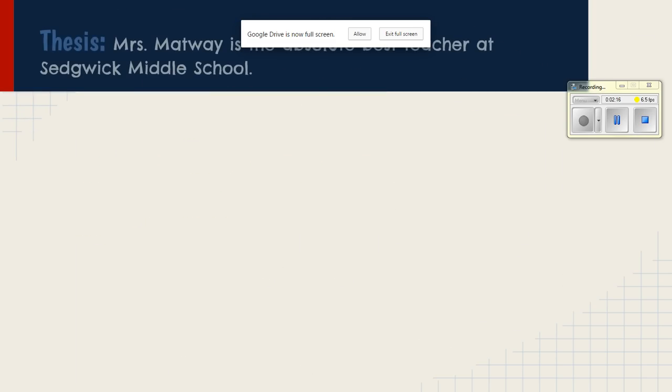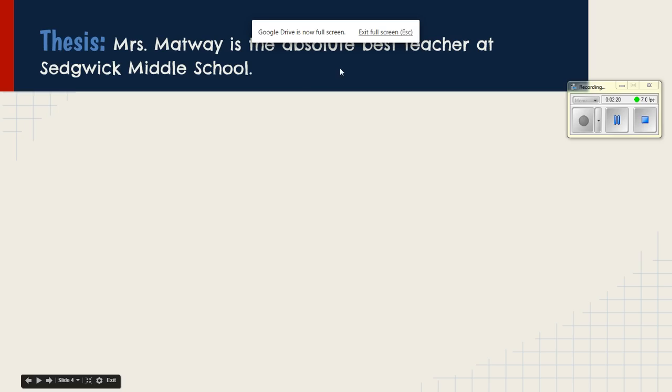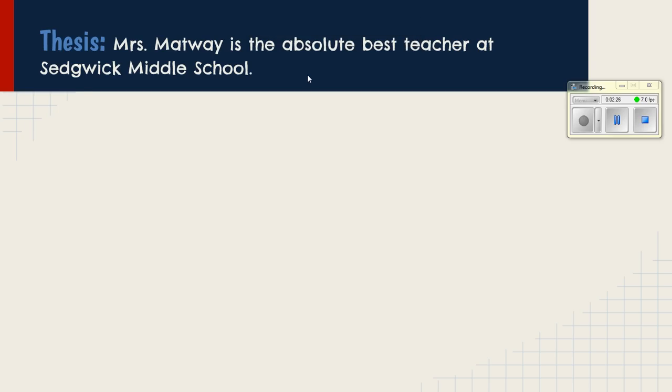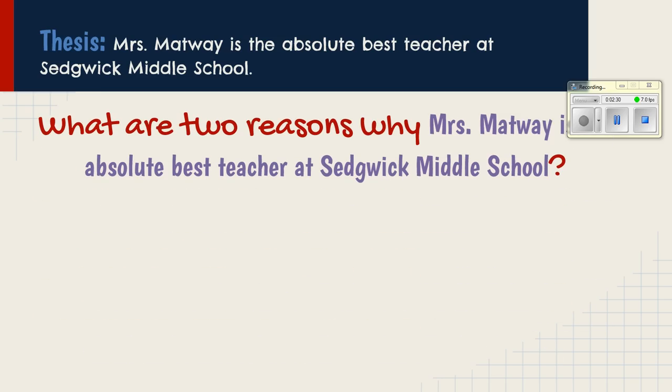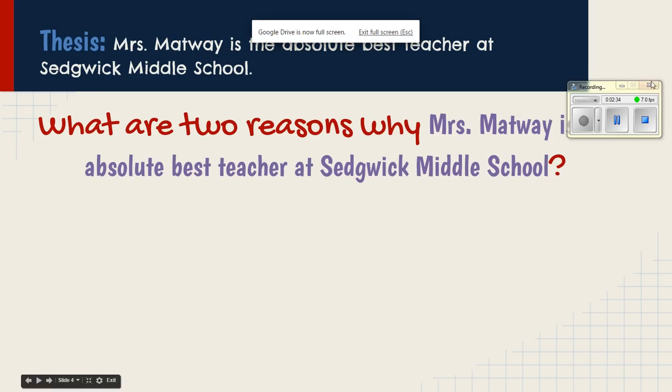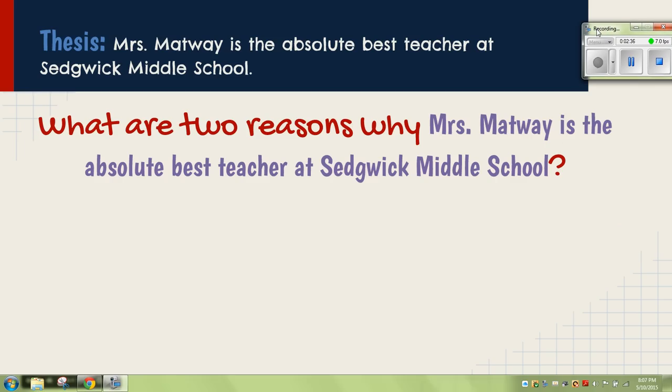Let's say that this is my thesis statement. Mrs. Matway is the absolute best teacher at Sedgwick Middle School. So the first thing I'm going to ask myself is, what are two reasons why? I'm going to fill it in with my thesis statement. What are two reasons why Mrs. Matway is the absolute best teacher at Sedgwick Middle School? My two reasons that I come up with are going to be my arguments. So let's see what I came up with.